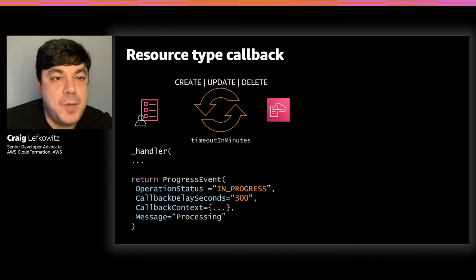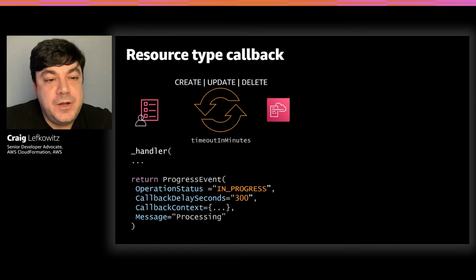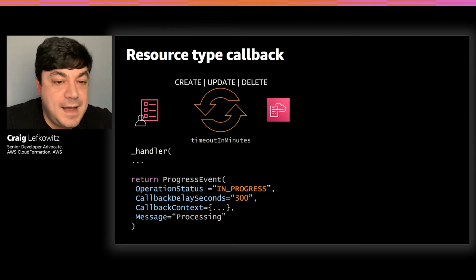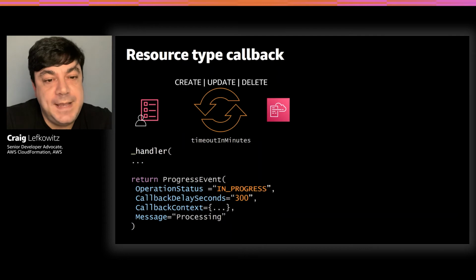So let's get into those callbacks. This is what you're going to use if your code needs more than 60 seconds to provision your resource. Here we see handler code returning a progress event with an in-progress operation status. The progress event is set with a callback delay of 300 seconds and a callback context, which is any state that you'd like returned when CloudFormation reinvokes your handler.